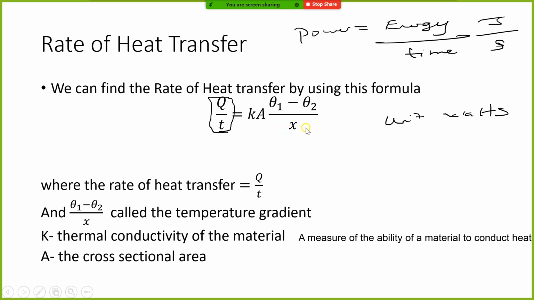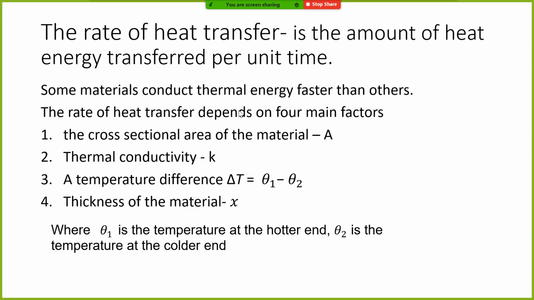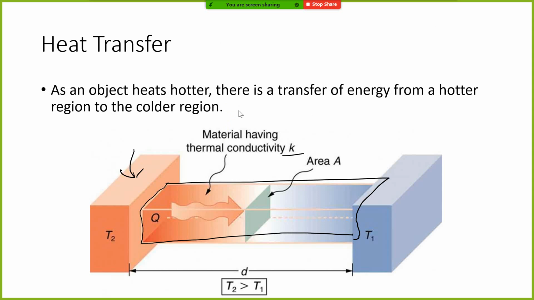So if that material is very thick, this is going to be inversely proportional to the overall rate of heat transfer. All right. Let me just go back here a little bit. So x is the thickness of the material.